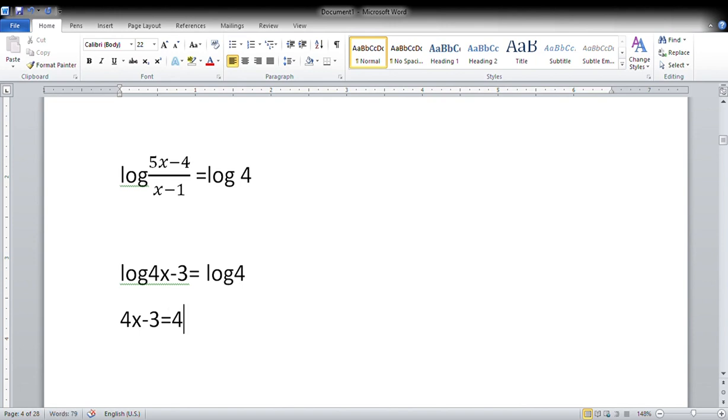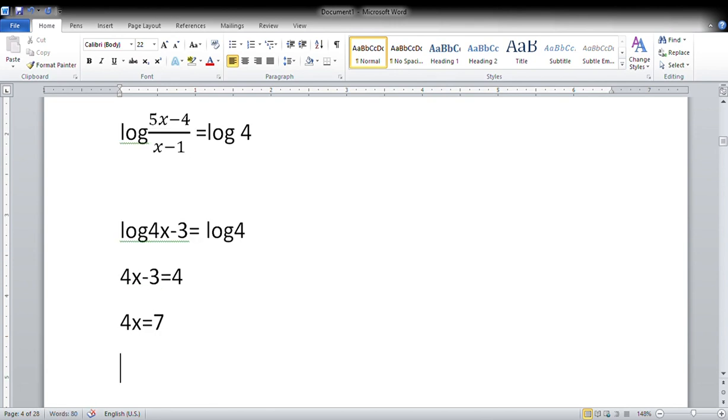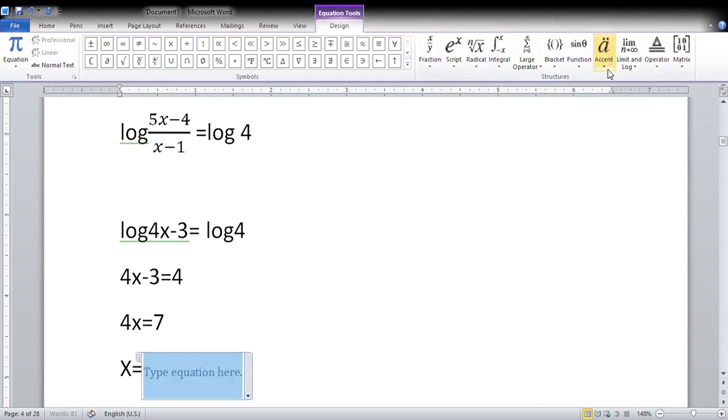So this 3 will come to the other side. 4x is equal to 7, that means x is equal to 7 by 4. Simple thing, we simply write 7 by 4, right? Okay, fine.